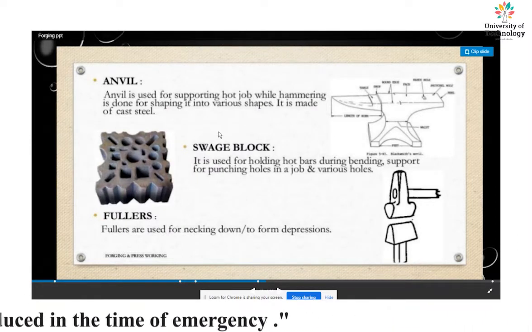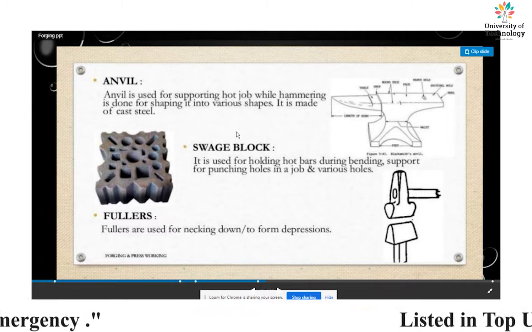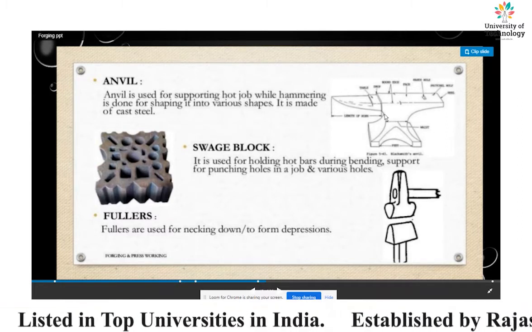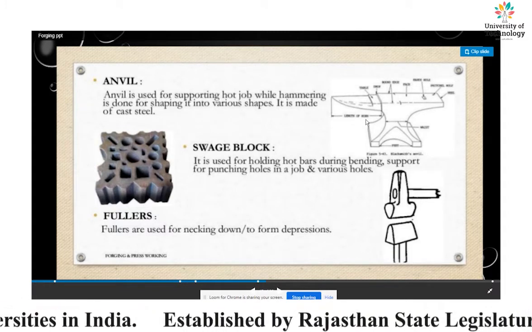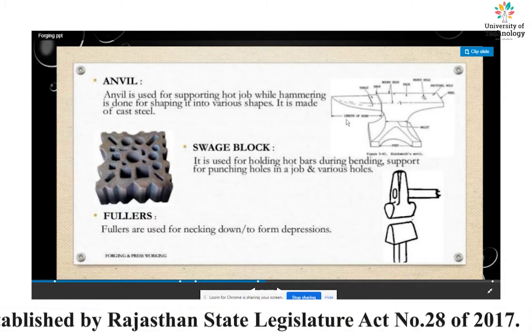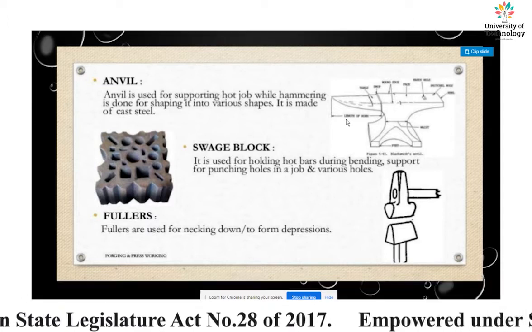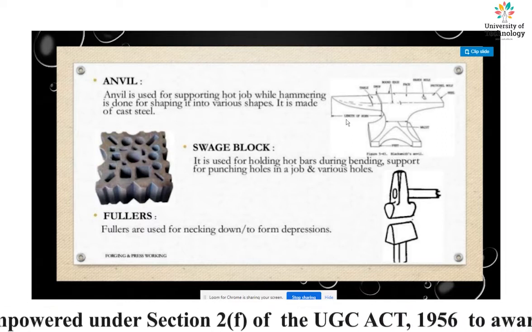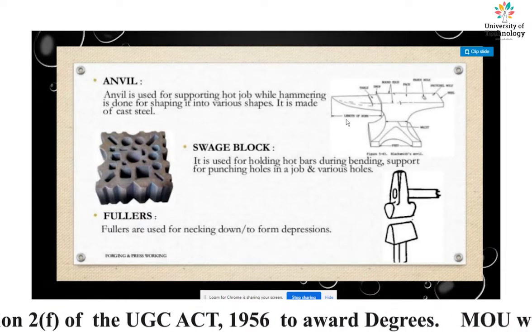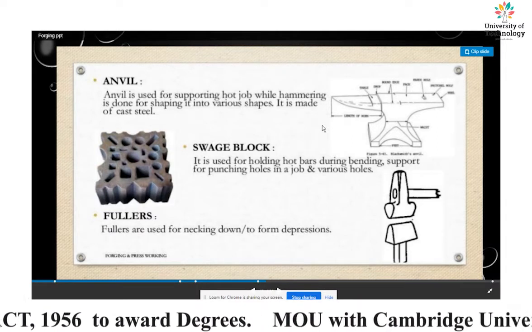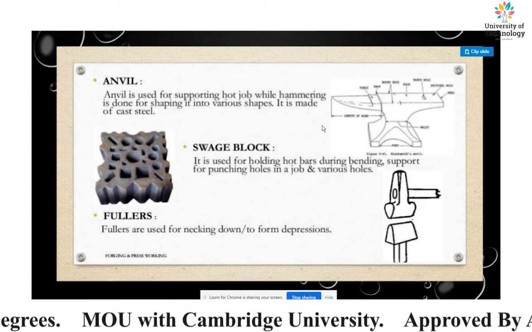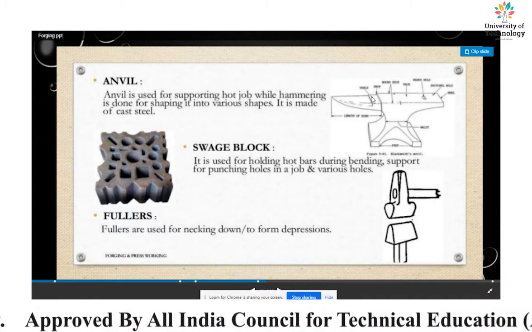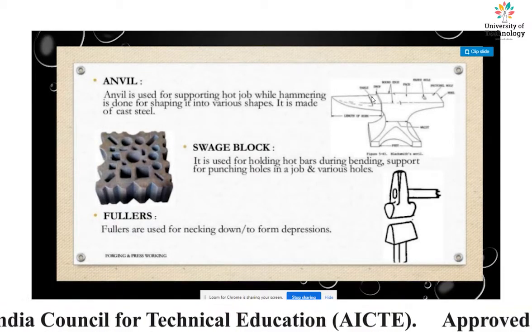And the next one, anvil. The anvil, like this, we can see in the slide, the figure of the anvil, and that anvil is used for supporting hot jobs while hammering is done for shaping them into various shapes. It is made of cast steel, that is one type of forging tool, and here are the various parts of the anvil, the table and hard hole.